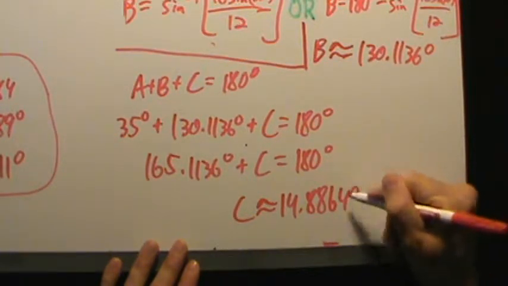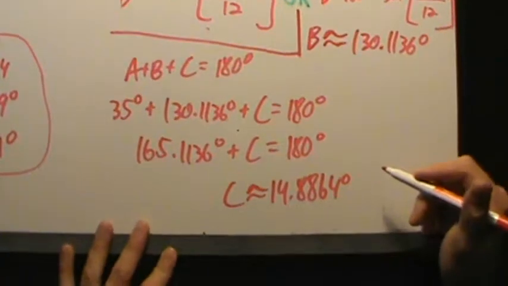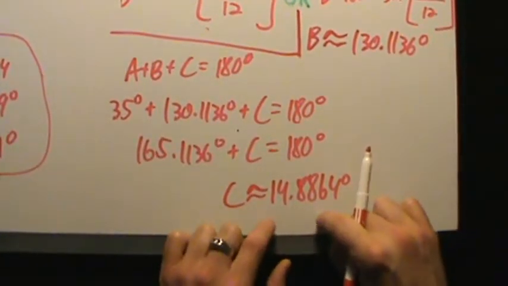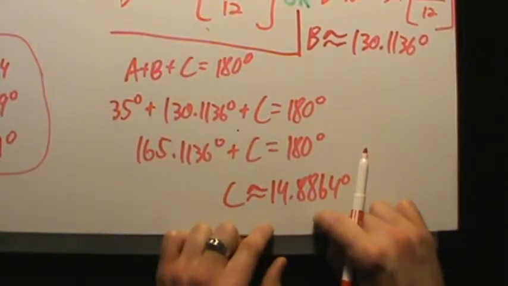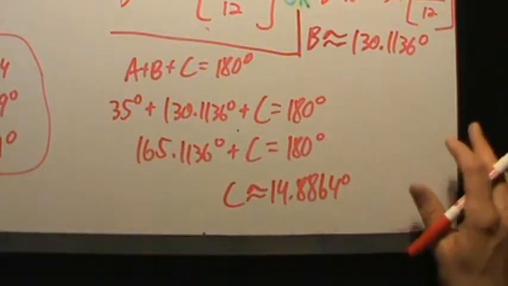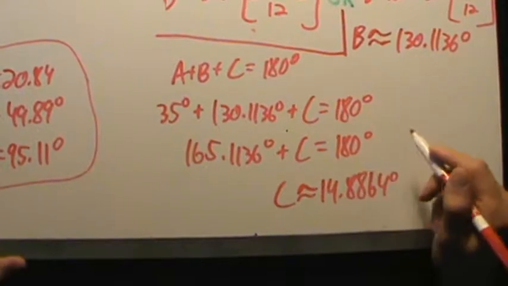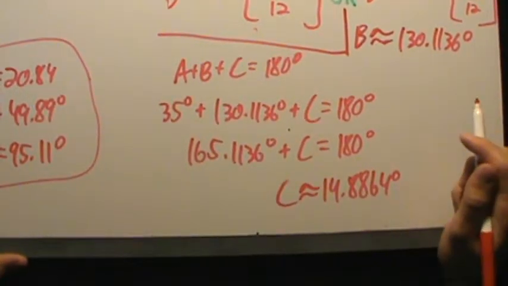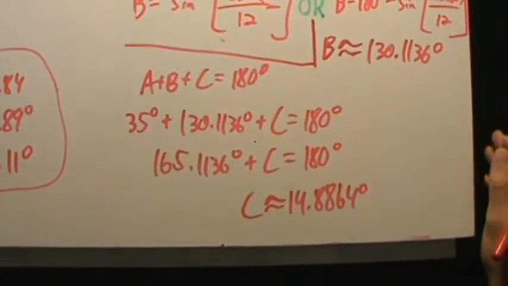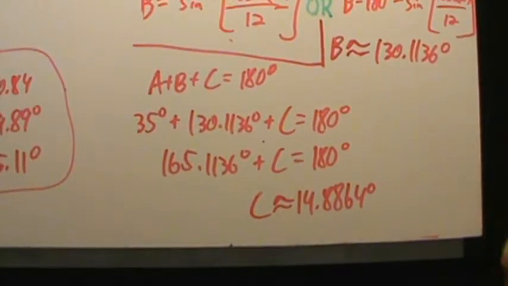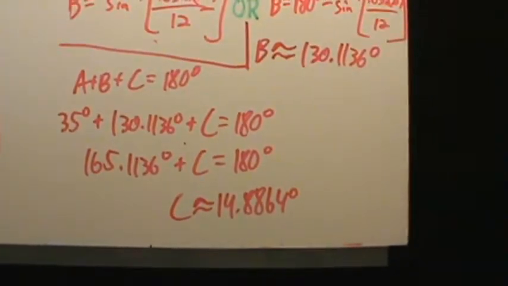14.8864 degrees. Okay. And again, we're keeping it out to 4 decimal places in case we have to use it to get another approximation or another answer later on. So that's big C. Now we have to get little c, and then that's it. So what we can do now is, let's use a different color. We're getting kind of cramped in here again.